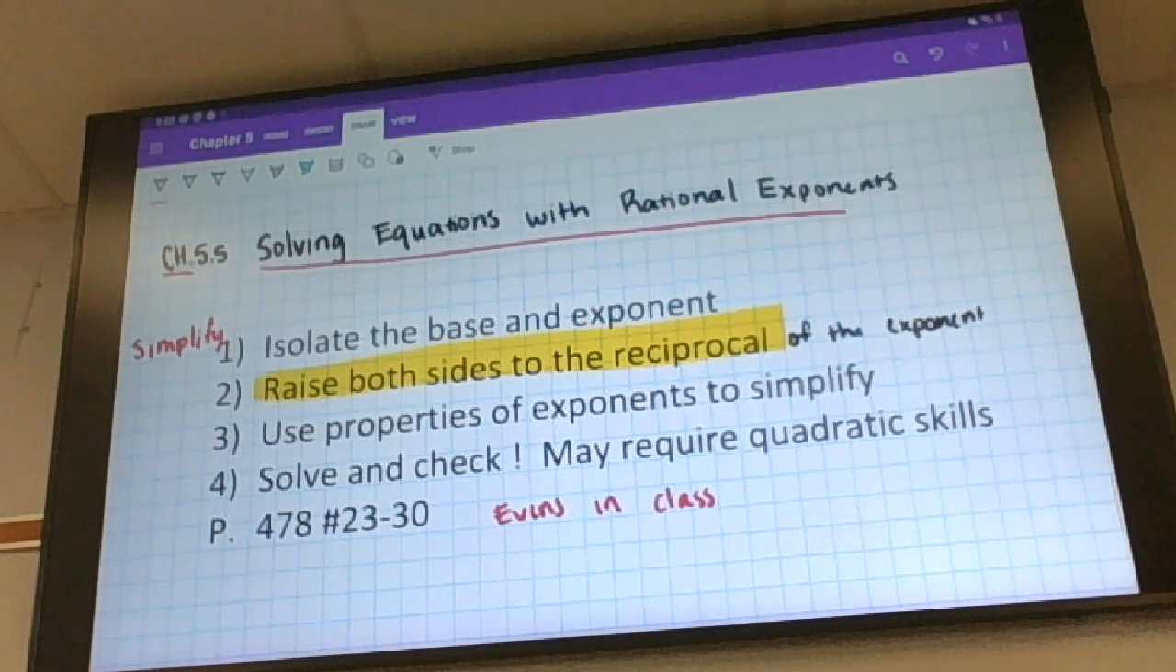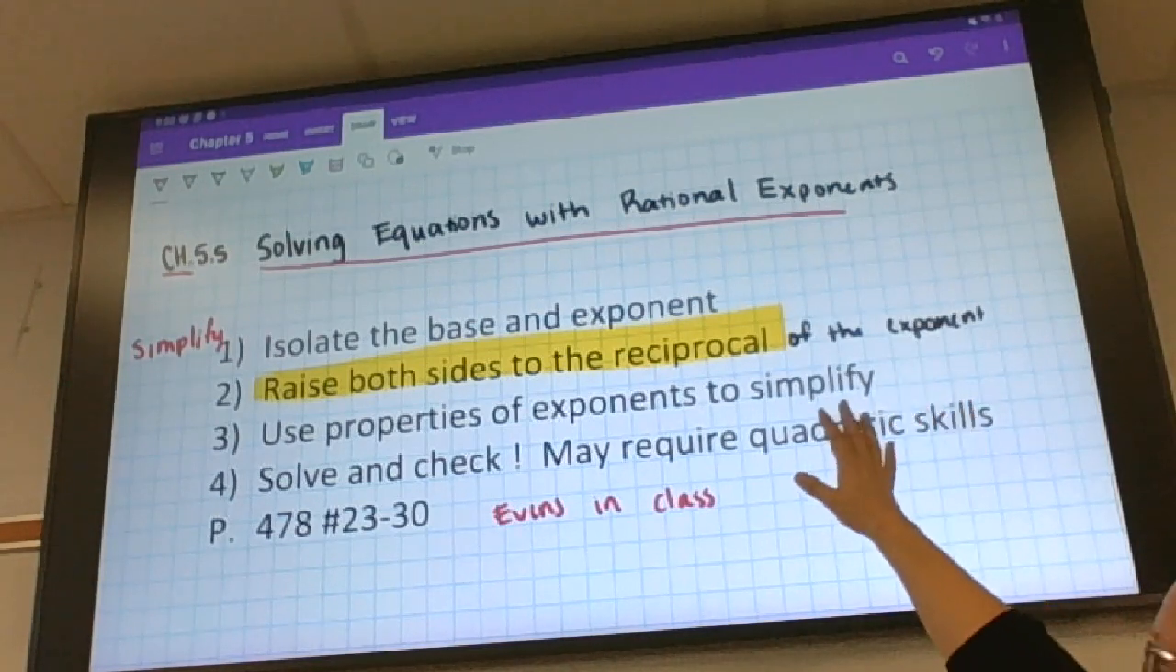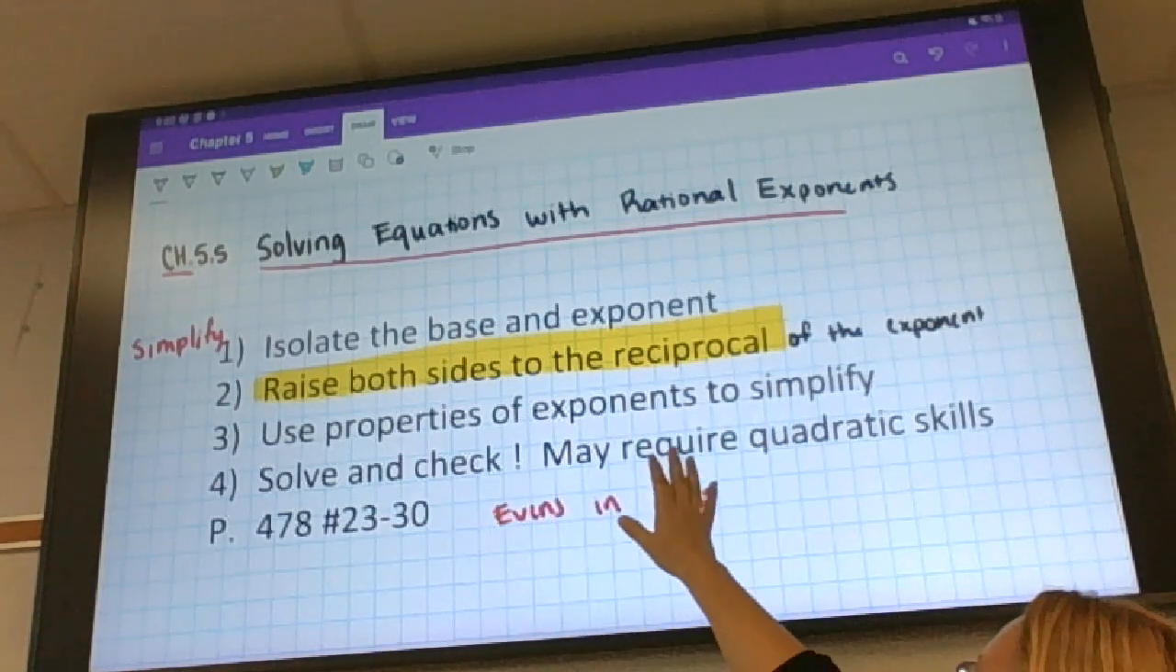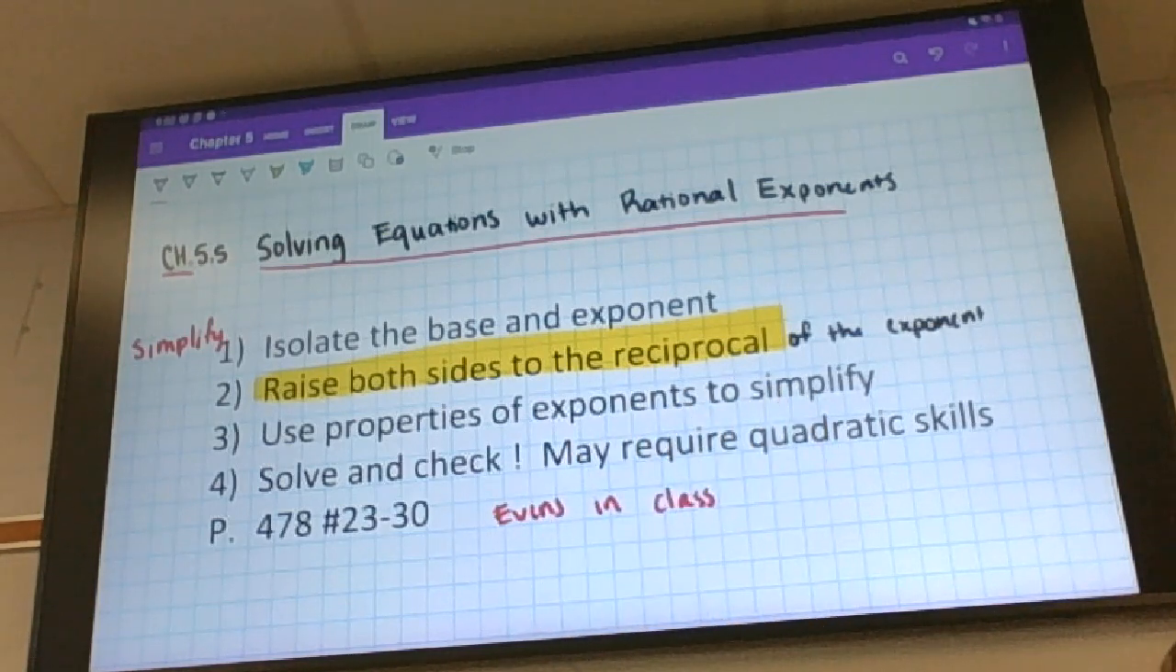What's new to you, and I've highlighted, is step 2. You raise both sides to the reciprocal of the exponent. For instance, if your exponent is 3/4, you're going to raise it to the 4/3. You flip it, and you do a power of a power. You'll then use some properties of exponents, solve and check. You'll have to use some quadratic skills, maybe factoring on some of them.